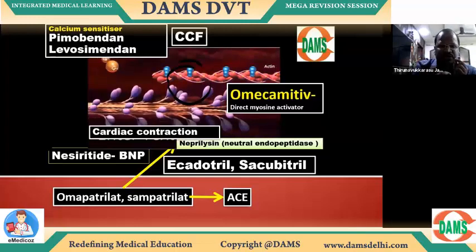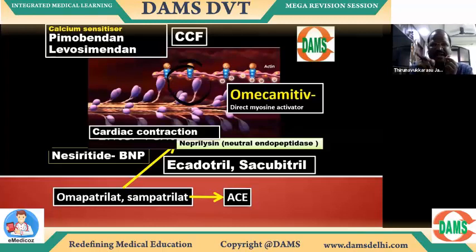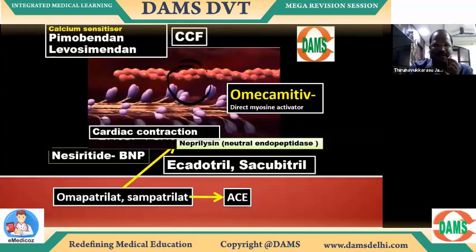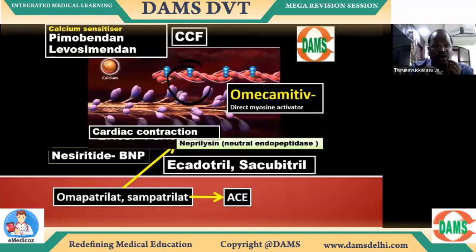Now the interesting question: since omapatrilat and sampatrilat inhibit angiotensin converting enzyme, they also accumulate bradykinin resulting in cough. Look, you know ACE inhibitor names all end with pril, captopril, lisinopril. But you should know, even omapatrilat and sampatrilat also have angiotensin converting enzyme inhibitory property. This point you should know.